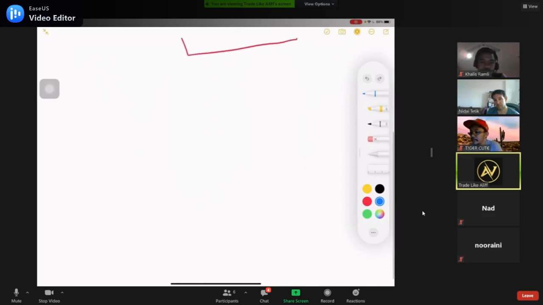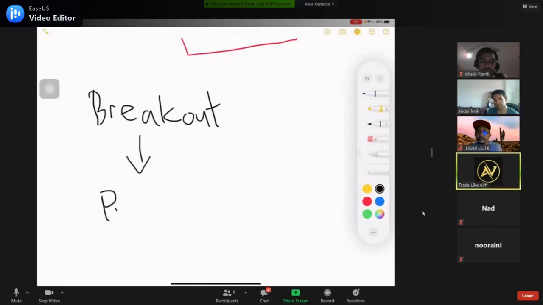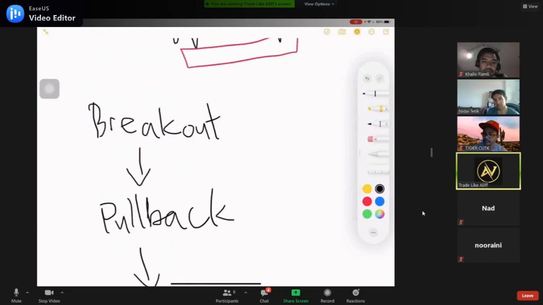So here, how are we going to enter? We're going to enter using breakout, pullback entry. Okay. So, what is a breakout? Breakout is like this. This is a breakout. Understand? A breakout.